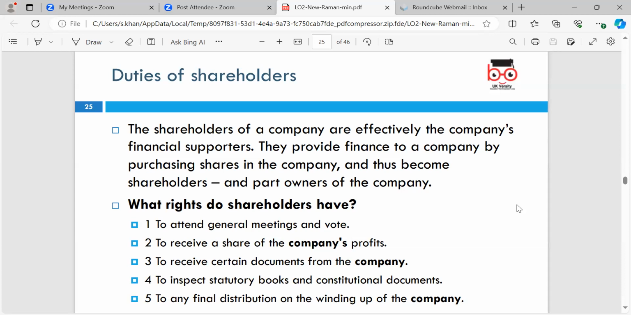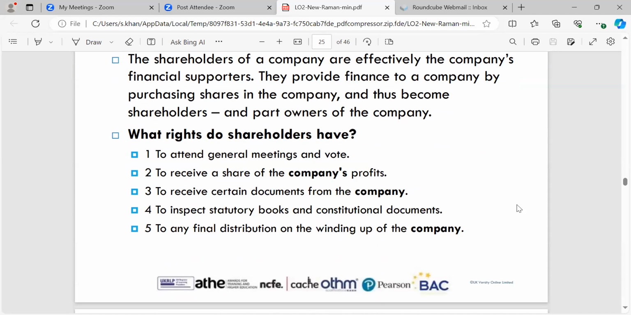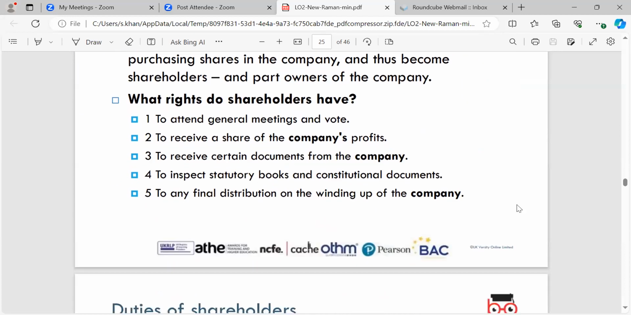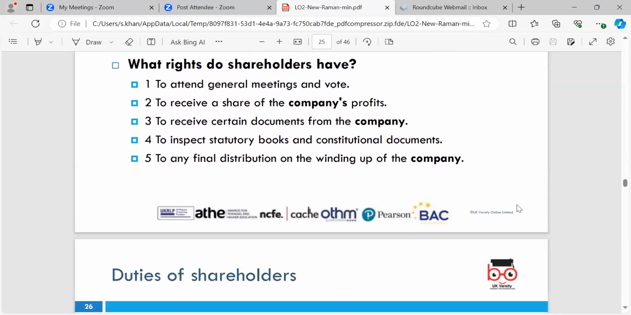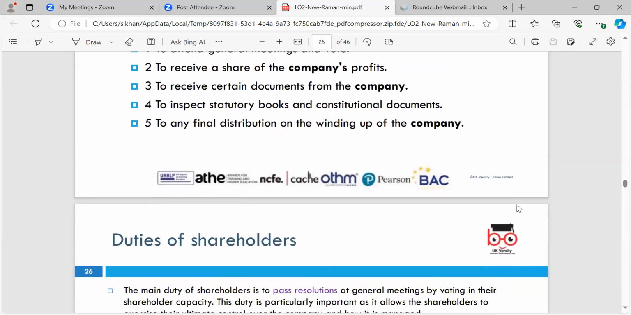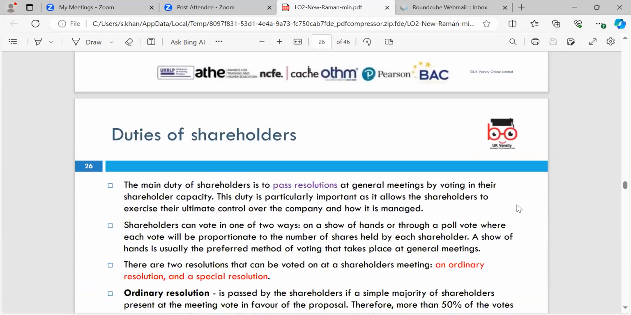Duties of shareholders. So the shareholders of a company are effectively the company's financial supporters. They provide finance to a company by purchasing shares in the company and thus become shareholders. So what rights do they have? Firstly, to attend general meetings and vote, to receive a share of the company's profits, to receive certain documents from the company, to inspect statutory books and constitutional documents, and to any final distribution on the winding up of the company.